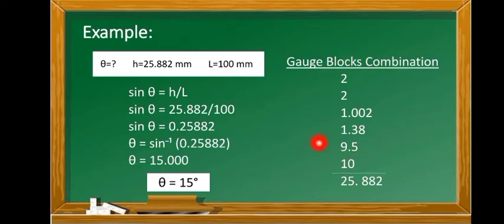So these are the blocks selected to build a stack that will total 25.882 millimeters. So our formula, sine angle equals height of the gauge blocks divided by the length of the sine bar. So it is equal to 25.882 divided by 100, which is equal to 0.25882. And we are going to use the inverse sine. So that will total 15 degrees. So our angle is 15 degrees.